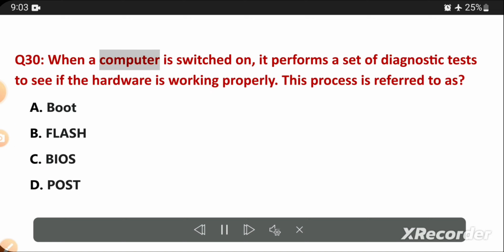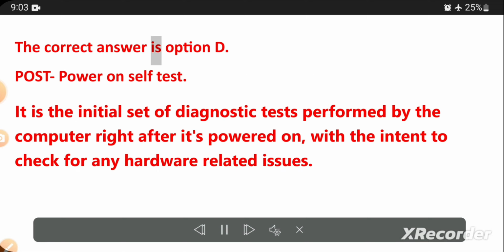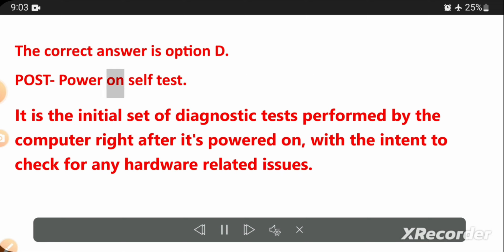Q30. When a computer is switched on, it performs a set of diagnostic tests to see if the hardware is working properly. This process is referred to as boot, flash, BIOS, post. The correct answer is option D, POST, power on self-test. It is the initial set of diagnostic tests performed by the computer right after it's powered on, with the intent to check for any hardware-related issues.